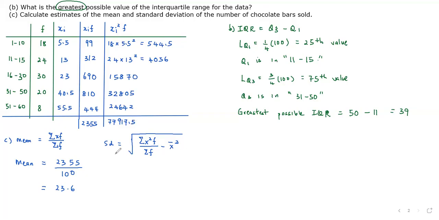Add all these and you get 77,917.5. So to compute the standard deviation, we have 77,917.5 divided by 100 minus the square of the mean that we found just now. We have 23.6 and we square this. After that, we take square roots. That should give us a value of 14 point something.